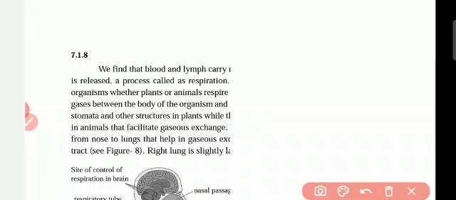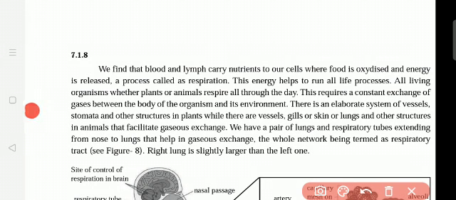Okay, so we find that blood and lymph carry nutrients to our cells when food is oxidized. Oxidized means when the food is mixed with the oxygen. Oxidized means what? Addition of oxygen. Respiration takes place in the cells. Blood only carries the nutritious food to all the cells, but taking the food to all the cells is not enough. We are breathing in oxygen, that oxygen goes to all parts of the body. In each cell oxygen reaches.